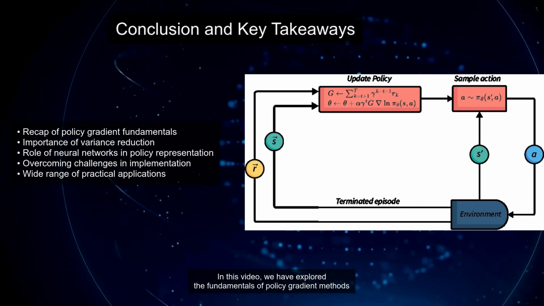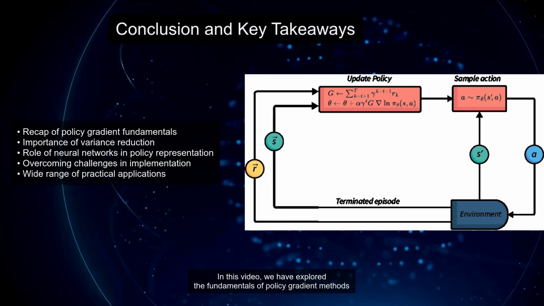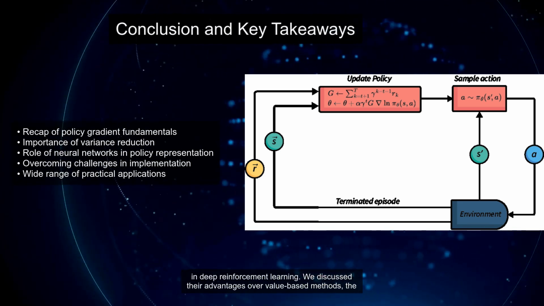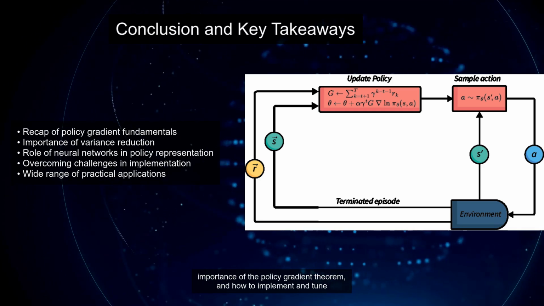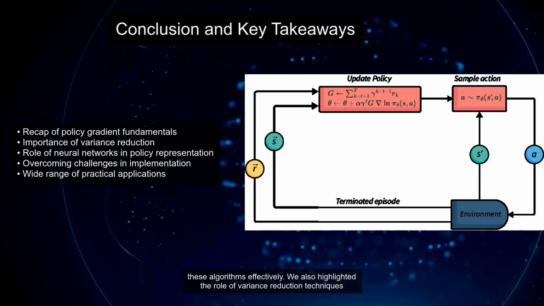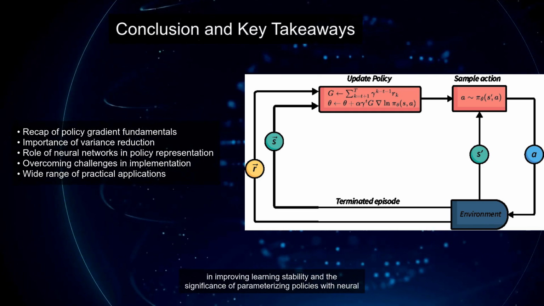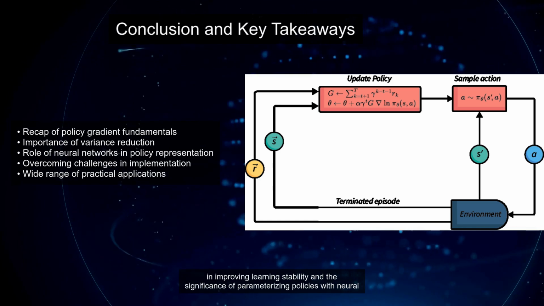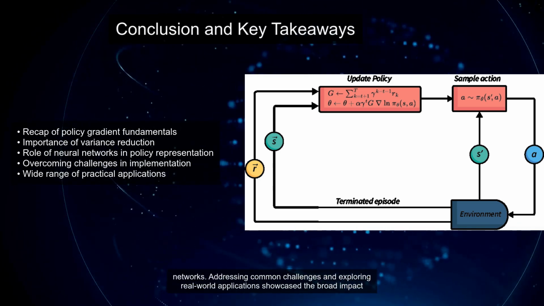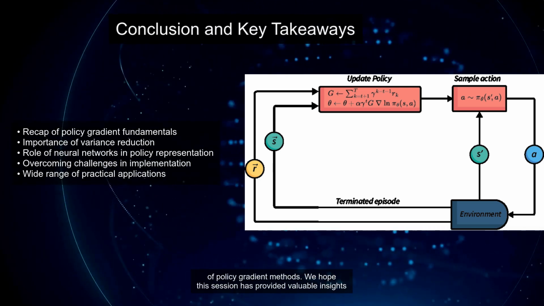In this video, we have explored the fundamentals of policy gradient methods in deep reinforcement learning. We discussed their advantages over value-based methods, the importance of the policy gradient theorem, and how to implement and tune these algorithms effectively. We also highlighted the role of variance reduction techniques in improving learning stability and the significance of parameterizing policies with neural networks. Addressing common challenges and exploring real-world applications showcase the broad impact of policy gradient methods.